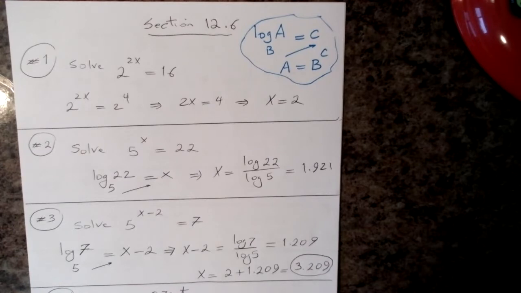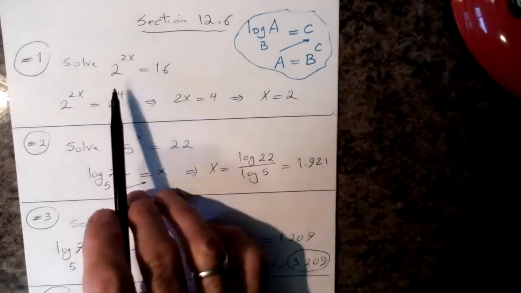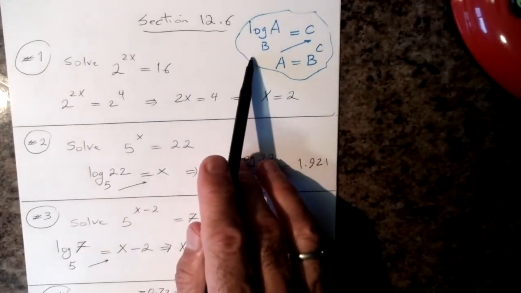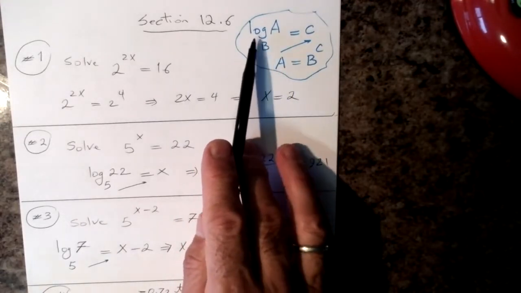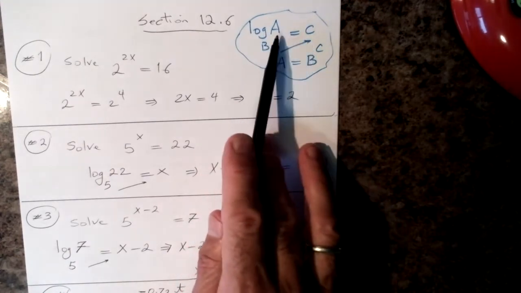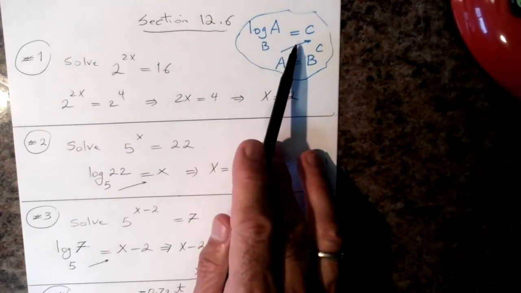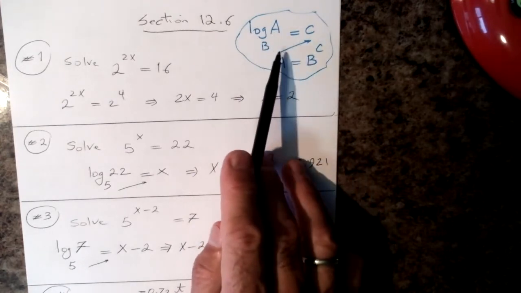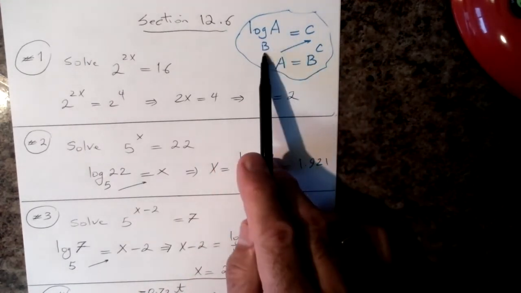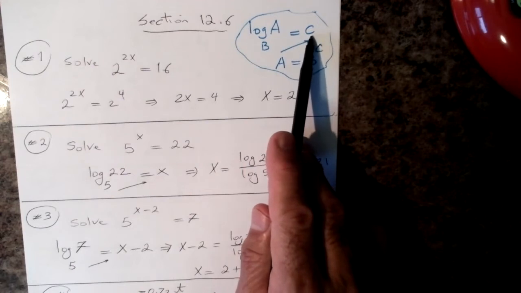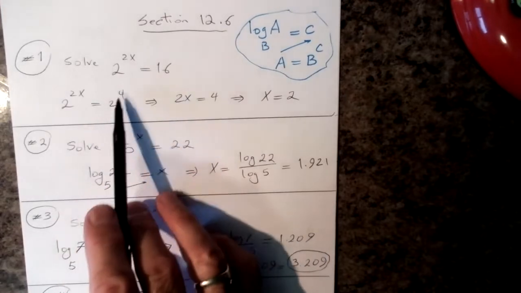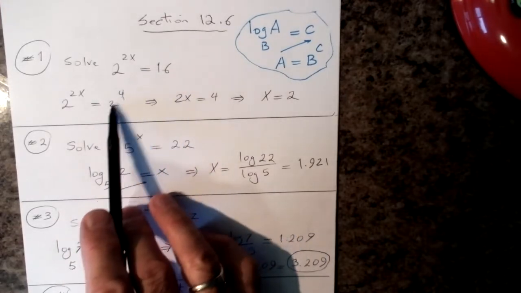Problem number one, we want to solve 2 to the power of 2x equals 16. Again, we are using this formula: if you have log of a with base b equal to c, remember a, b, and c can be any numbers or any variables, you write what you have after the log first, and then you take the base and raise it to the power of that. Now, for this one, we don't really need to do that because 16 is 2 to the 4.